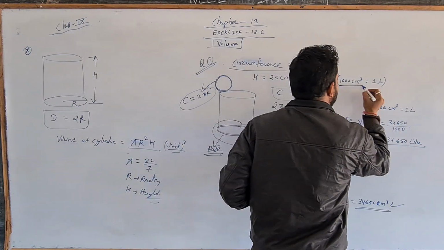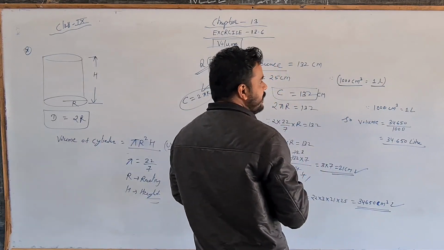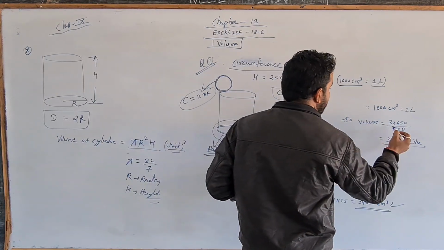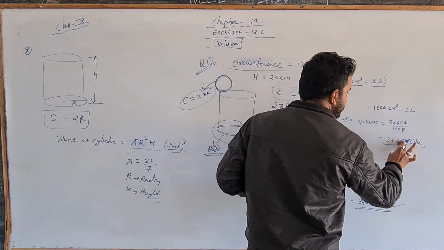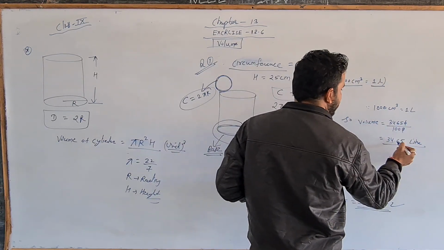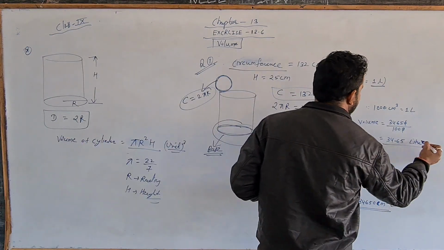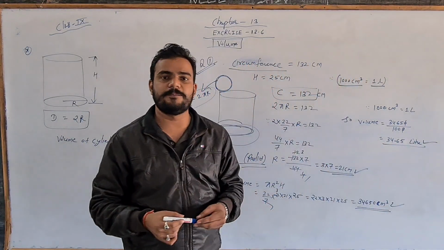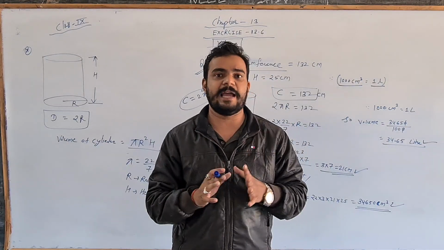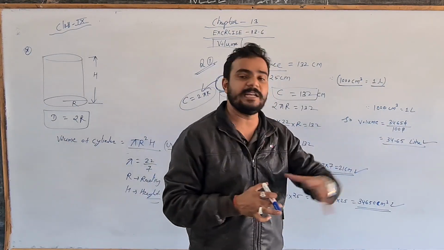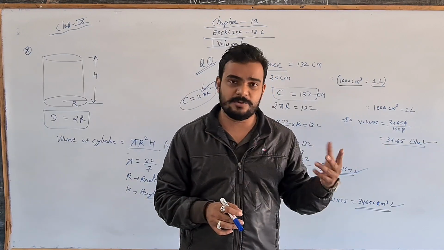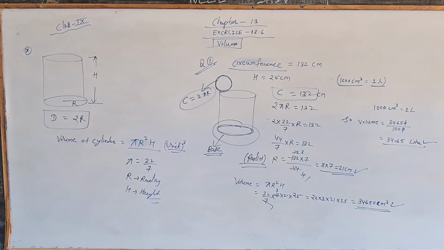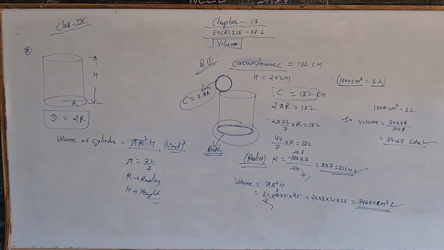As you know, 1000 centimeter cube equals 1 liter. So we divide 34650 by 1000, then the zeros will be cut. So our answer is 34.65 liter, the volume of this cylinder. It means the cylinder can hold 34.65 liter of water. I hope you understood. Just take a screenshot and write it in your notebook. So this is our answer, the quantity of water the cylinder can hold.